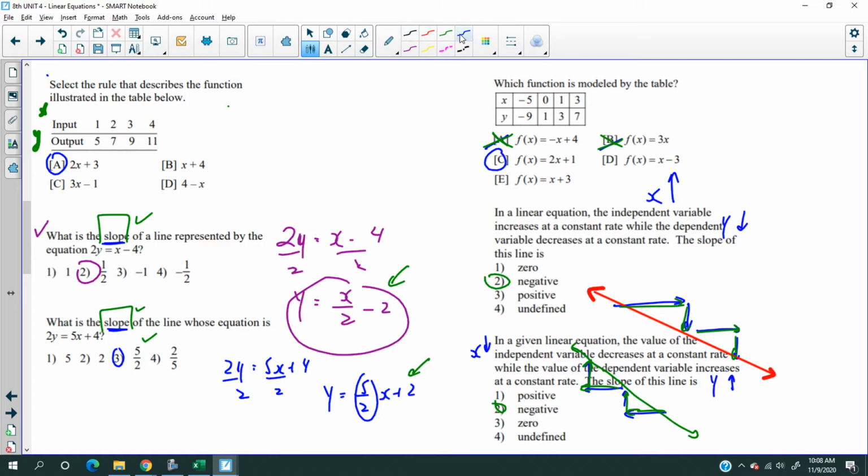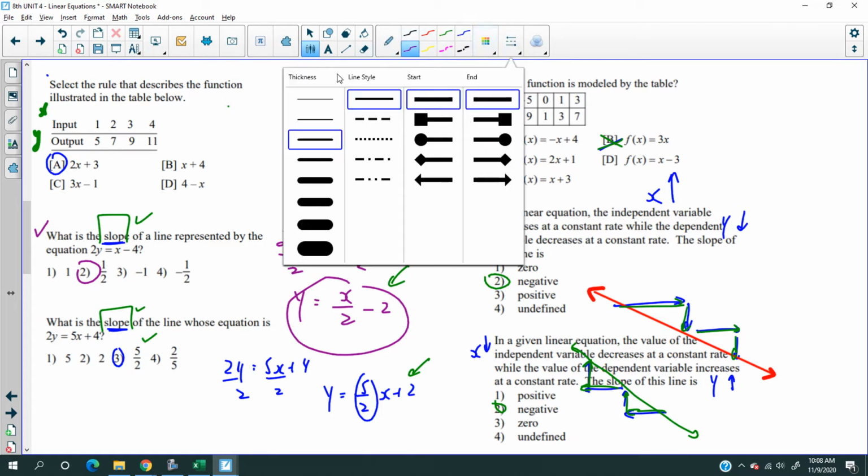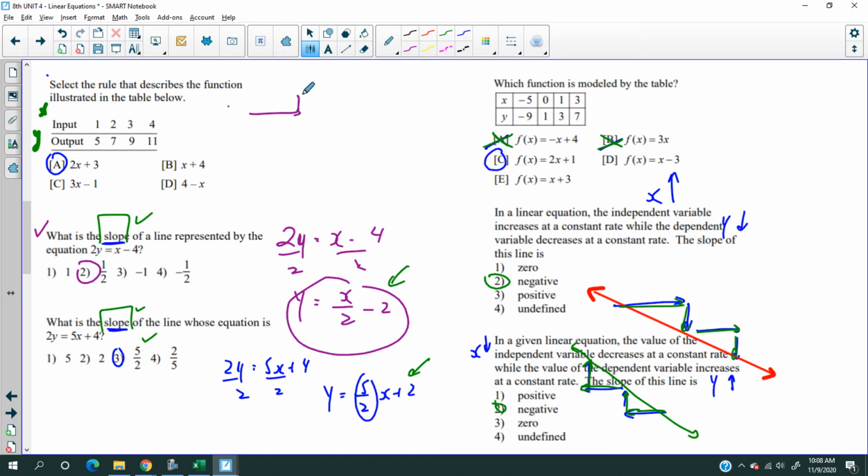So let's experiment with this. What if x goes up and y goes up, right? Watch this. X to the right, y up, x to the right, y up, positive slope, right? Now, what about down? X goes to the left, y goes down, x goes to the left, y goes down, positive slope, okay? So you see what I'm trying to say, right?